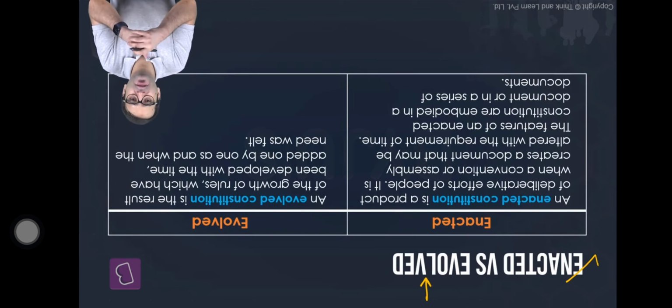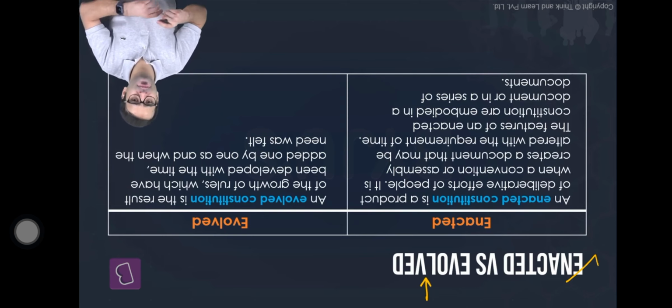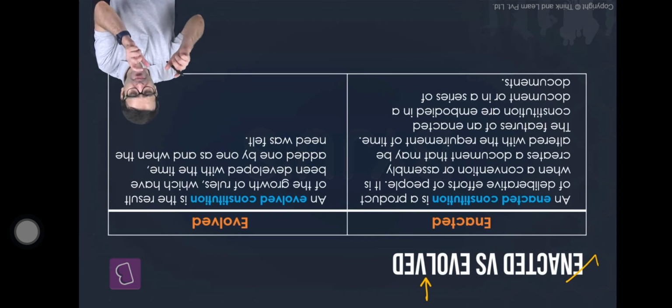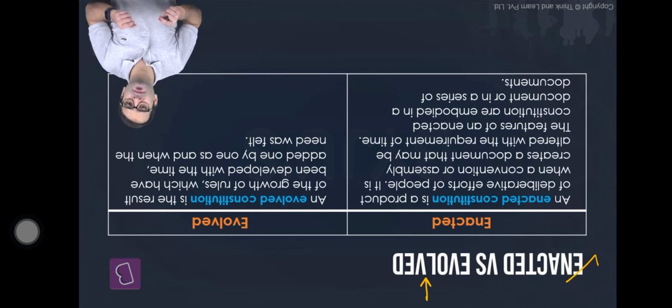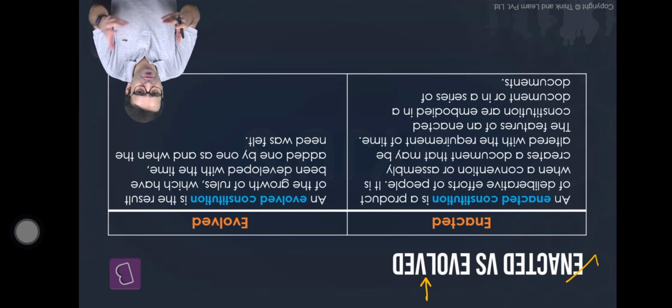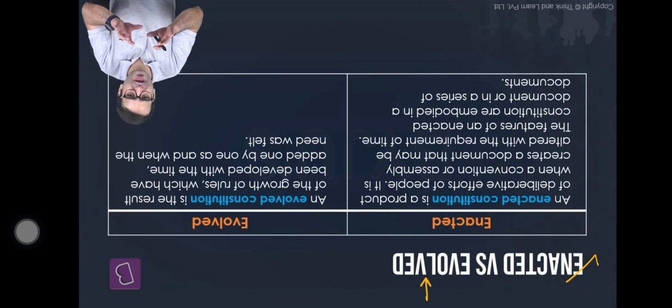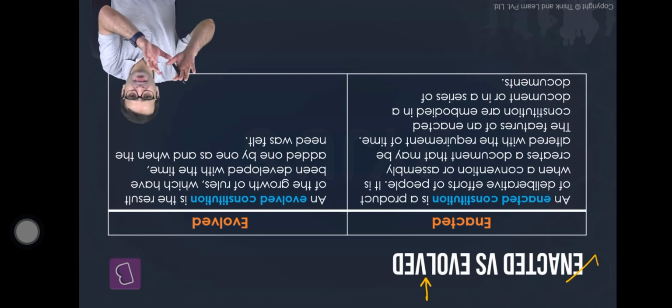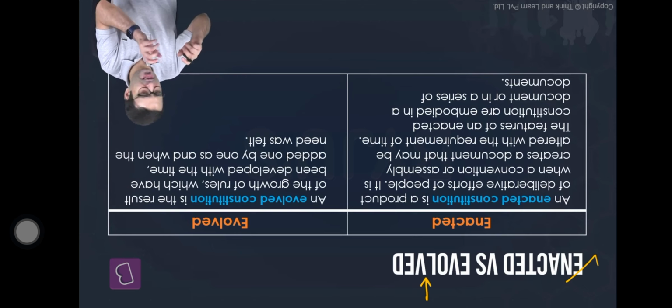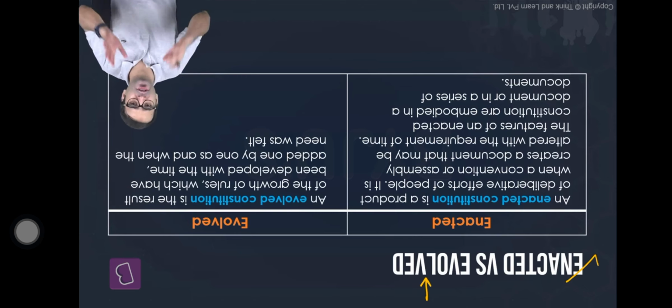For example, Indian Constitution is enacted. US Constitution is enacted. If you look at North America, there were 13 British colonies, just like India was a colony of the British Empire. In a similar fashion, there were some territories in North America which were under the control of Britain. These were the 13 British colonies.